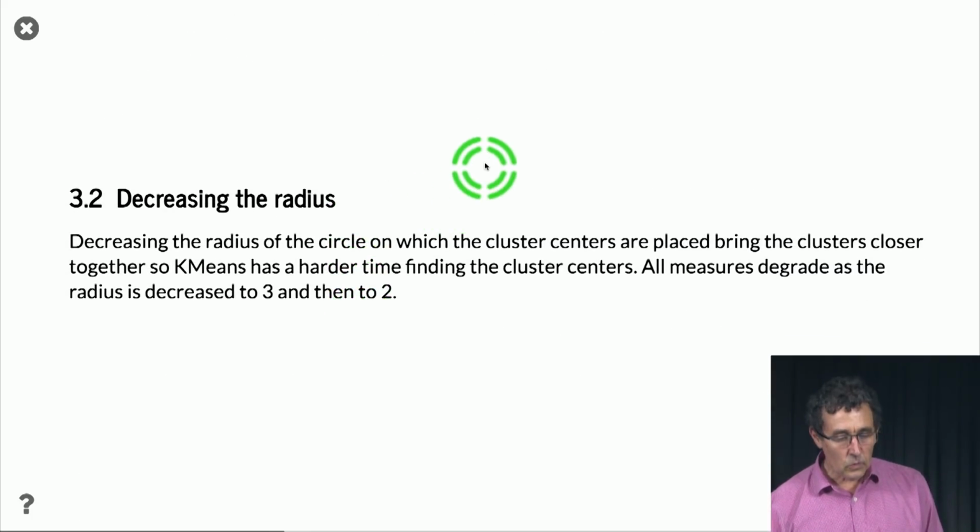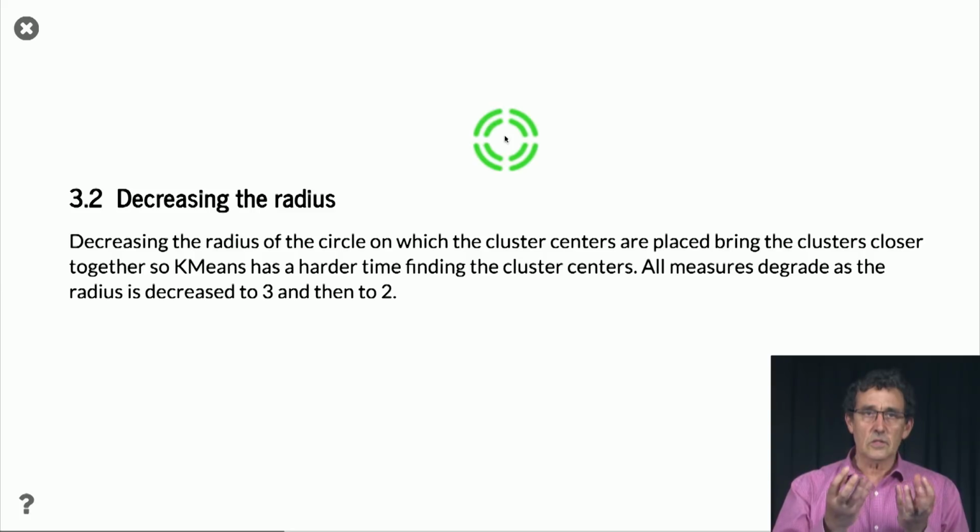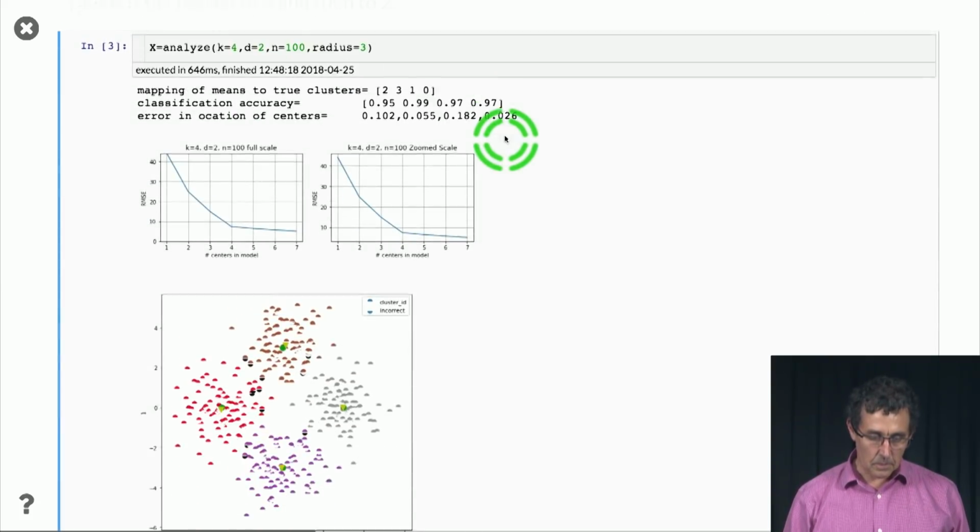Okay, so suppose that we decrease the radius. This means basically that we make the clusters closer and closer to each other, and the cluster's size stays the same. It's always standard deviation of 1 in each direction. So we're just making them closer and closer. We're starting to get them mixed with each other. So let's see what happens.